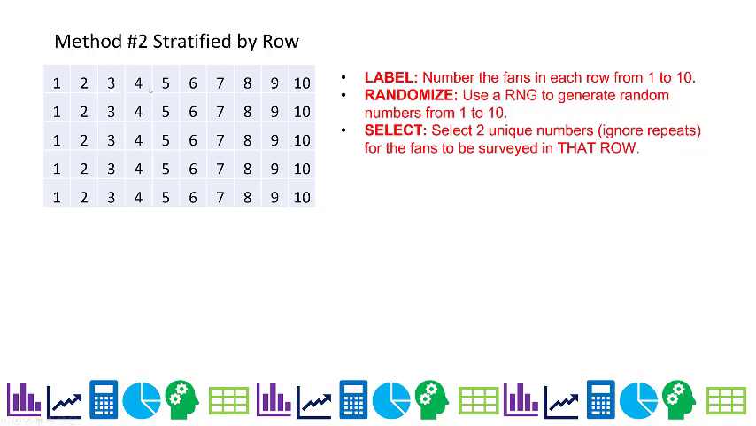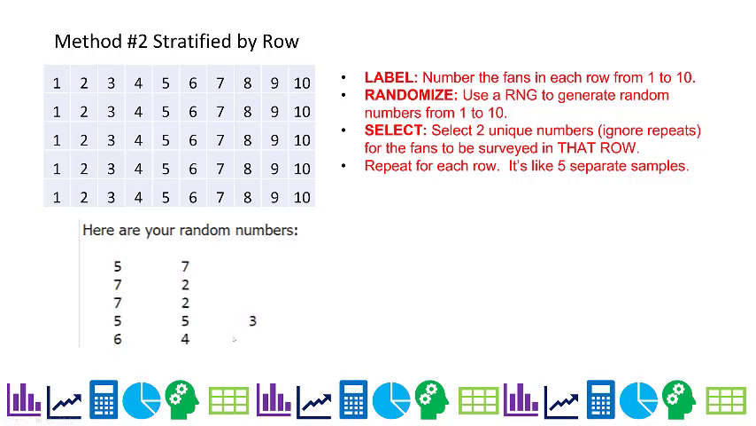Then I'm going to take 2 numbers and select the fans in that row, all right? Repeat for each row, it's like 5 separate samples. So here are the random numbers I generated, and I'll explain why there's a 3 there in a second. So for row 1, I'm going to take fan 5. Yeah, it would have helped if I put 1, 2, 3, 4, 5 on the rows there.